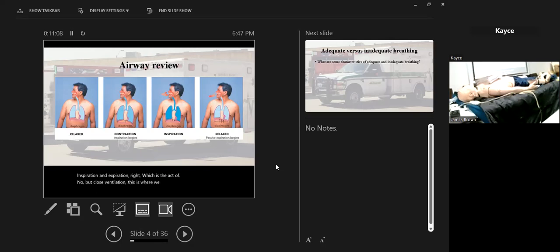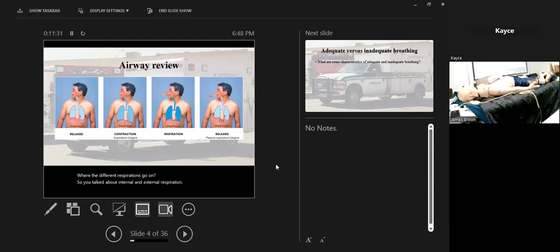So where does respiration happen? We really didn't talk about this, as it is in the pathophysiology portion of the airway. I don't know, did you guys go over where the different respirations go on? Okay, so you talk about internal and external respiration.